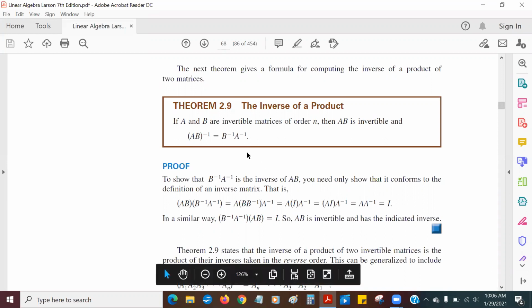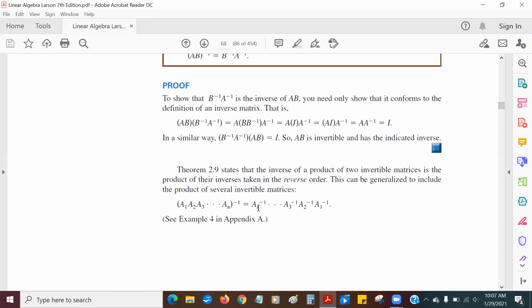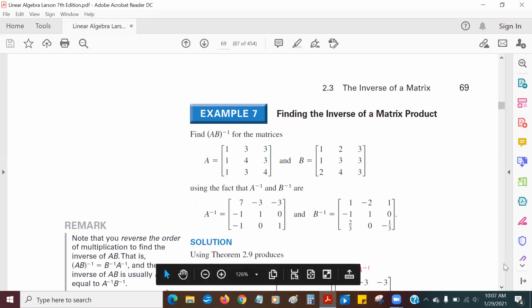And this, we just showed it for just A, B. But even if it's A, B, C, even if it's a whole slew of matrices, the inverse of this whole giant product is the product of all these inverses, but again, in reverse order. So that works out great.